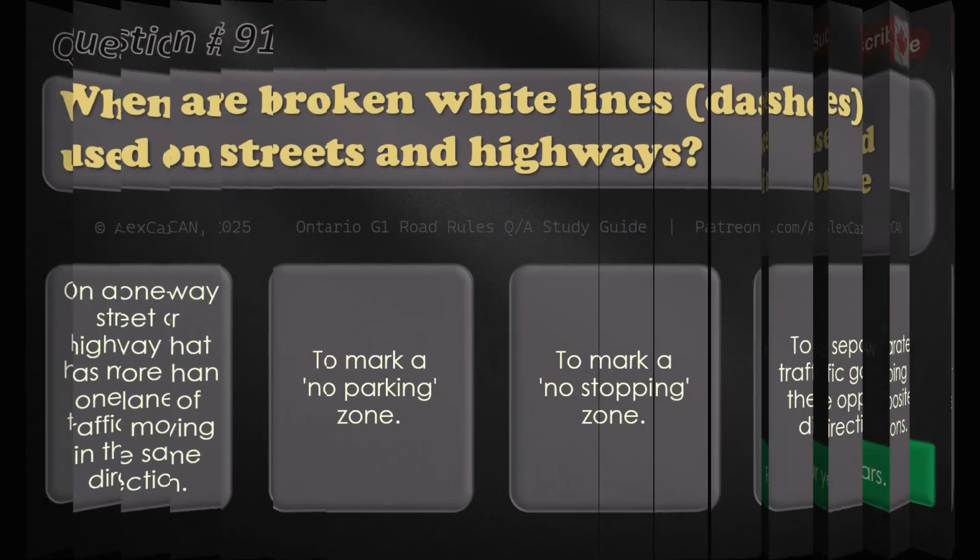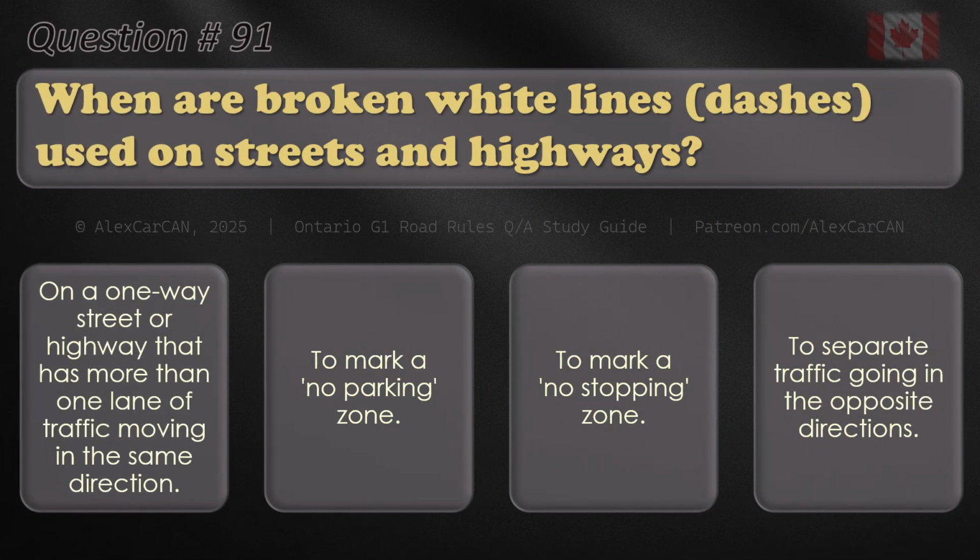Question number 91. When are broken white lines, dashes, used on streets and highways? On a one-way street or highway that has more than one lane of traffic moving in the same direction. To mark a no parking zone. To mark a no stopping zone. To separate traffic going in the opposite directions. The correct answer is: on a one-way street or highway that has more than one lane of traffic moving in the same direction.